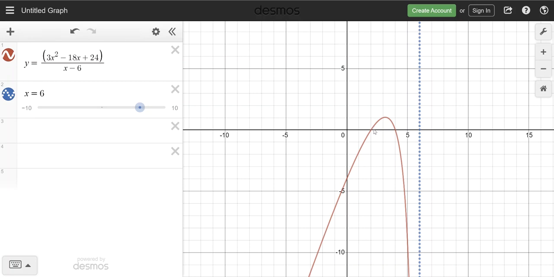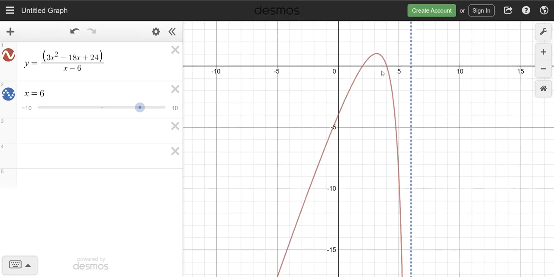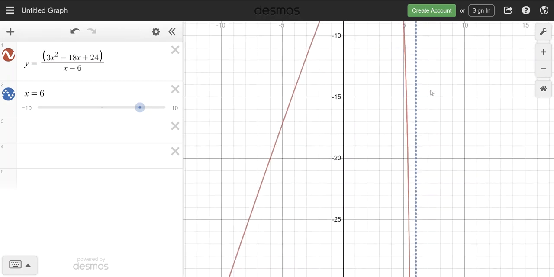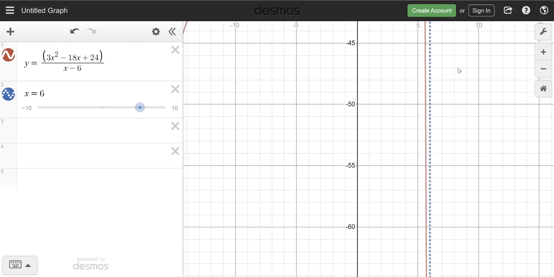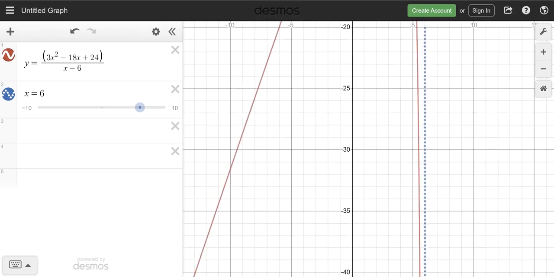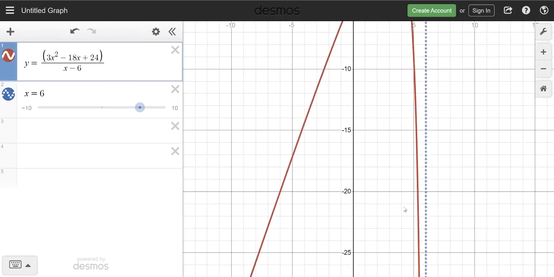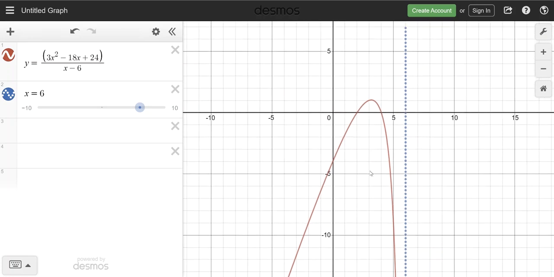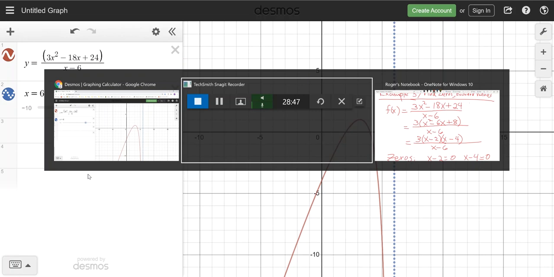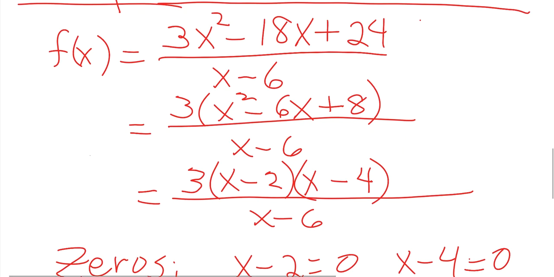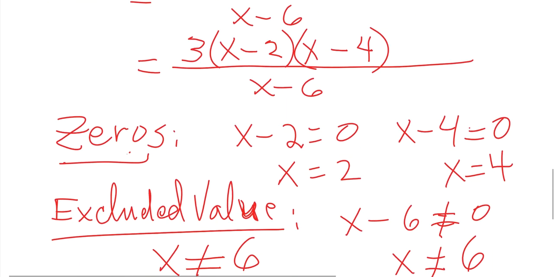What's this value of x? 2. What's this value of x? 4. 2 and 4 would be zeros. And then 6, look at this. This graph shoots down, down, down, but never touches the blue line. So the blue line is our asymptote. The dashed blue line is our asymptote, and we can see the zeros. Very cool. So does that line up with what we just did? Does it all make sense?